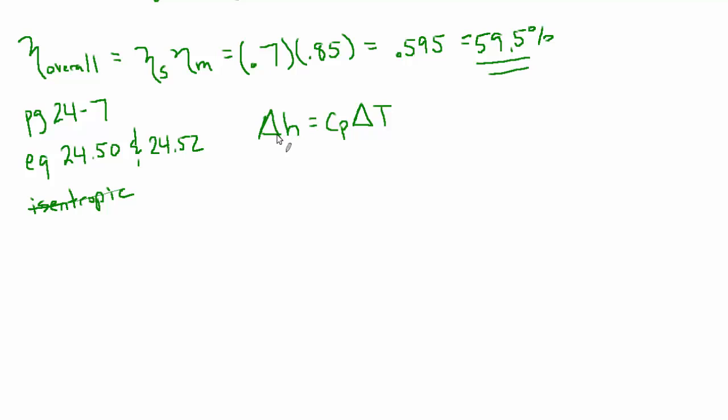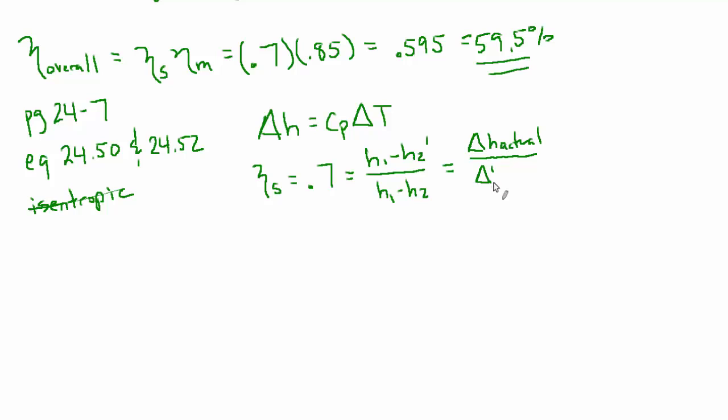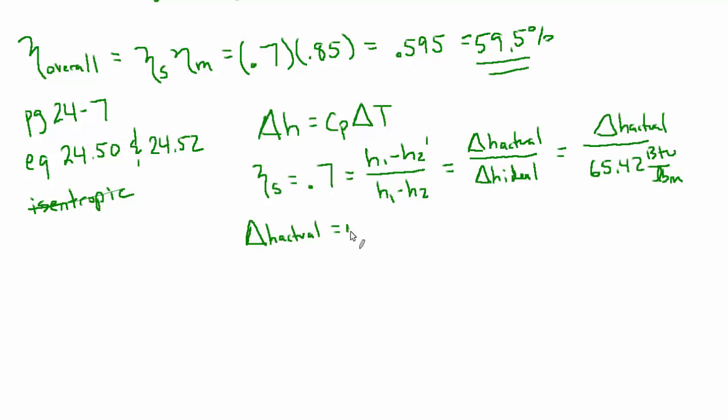And really, we don't know delta H, because we know delta H assuming it's isentropic, which is H1 minus H2. But we don't know H1 minus H2 prime. So we can relate those by using the isentropic efficiency, which is to say 0.7 is equal to H1 minus H2 prime over H1 minus H2. Or another way to say the same thing would be delta H actual over delta H ideal. And we know delta H ideal, we found that earlier, it was 65.42 BTU per pound. So we could find delta H actual, which is 45.8 BTU per pound.